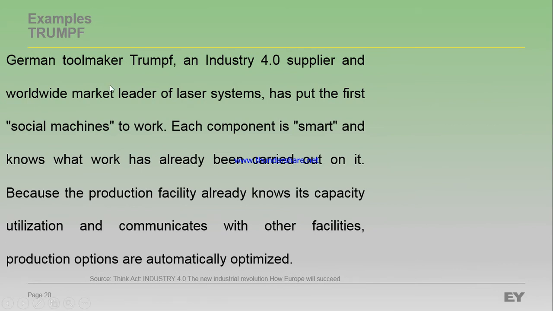Similarly, these are the examples. Trump is also one big name that is utilizing smart manufacturing, because it leads to production facility, and not only that, complicated products. Suppose biomedical products, they are very sensitive and crucial. They design such kind of product fully automatically.